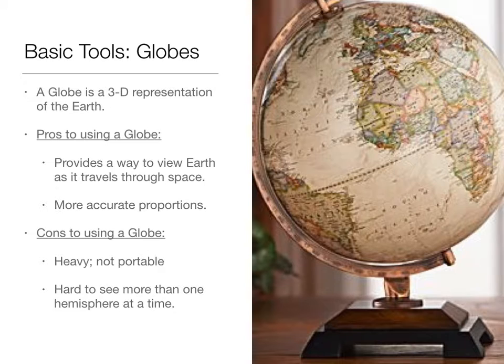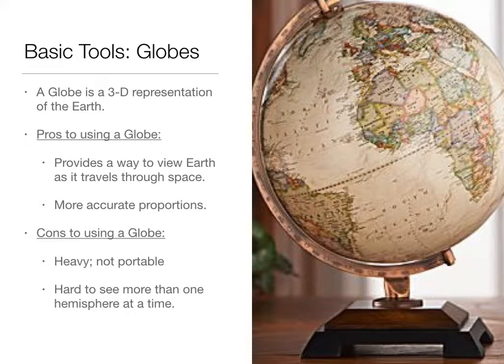Our next basic tool is a globe. A globe is the exact opposite of a map. It is a 3D representation, whereas a map is a 2D representation. The good thing about using a globe is that it provides a way to view Earth as it travels through space. You notice in the picture that the globe is tilted just like the Earth is on its axis. The other good reason that people use globes is that they have more accurate proportions. Globes do not have the distortion problems that maps do.